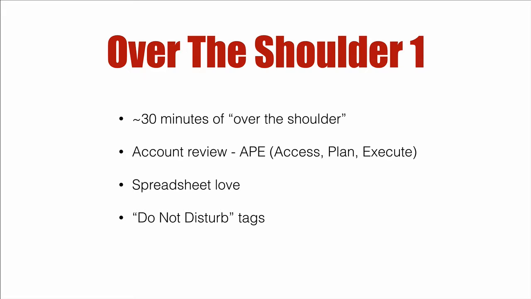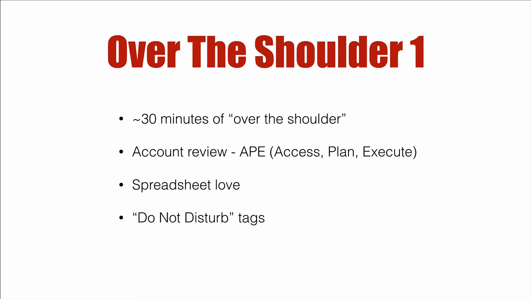So I'm going to do an account review, using what I call an APE process. We're going to assess what's going on, plan out what to do, and actually execute. Probably not going to get to the executing here. You'll see some of the plan, and definitely going to go through the assess part.